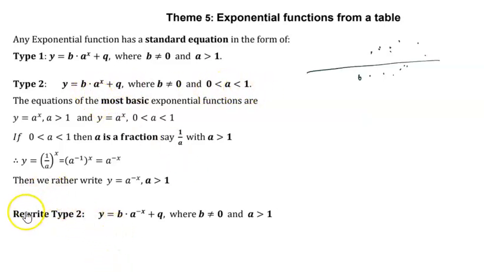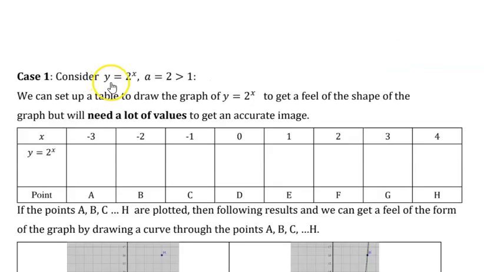So in this case, I will rewrite type 2 as y equal to b times a to the minus x plus q. b is not 0, but b can be negative and positive, and fractions, it doesn't matter, anything except 0. And a is greater than 1. So let us look at the first type, type 1, a table for type 1. I have just used the function y equal to 2 to the x. So a is 2, which is larger than 1, which we require for type 1.